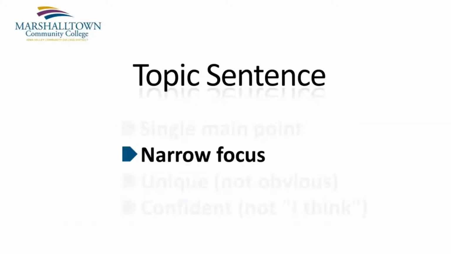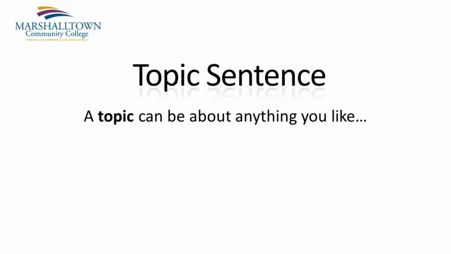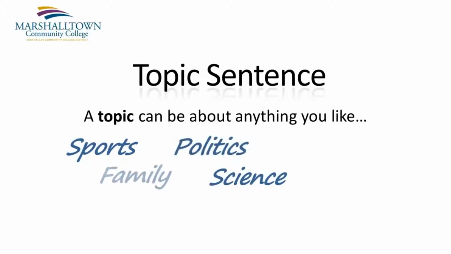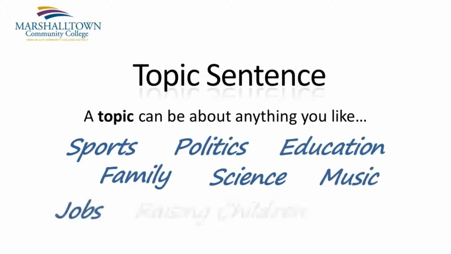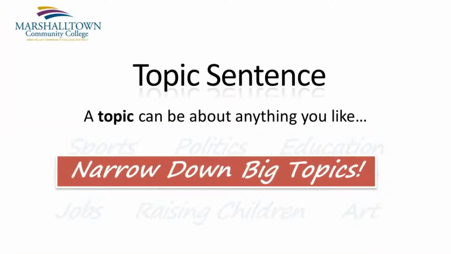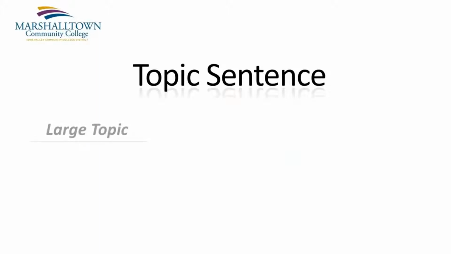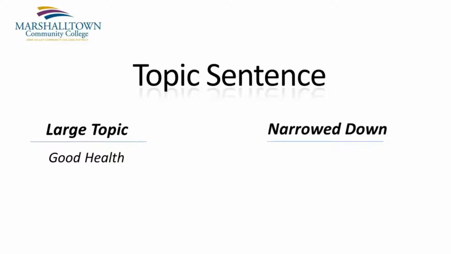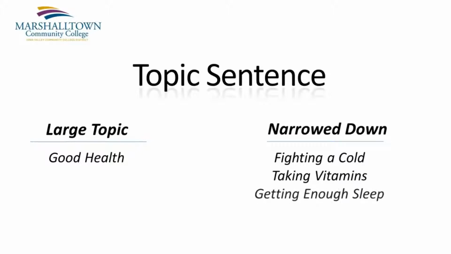Another thing to keep in mind when writing a topic sentence is to make sure you keep a narrow focus. Now, a topic can be about anything you like: sports, science, politics, family, education. What's important is that you know how to narrow these big topics down before you start writing. For example, a topic like good health is much too large to write about in one essay, much less one paragraph. These more narrow topics like fighting a cold, taking vitamins, or getting enough sleep would be much better choices.